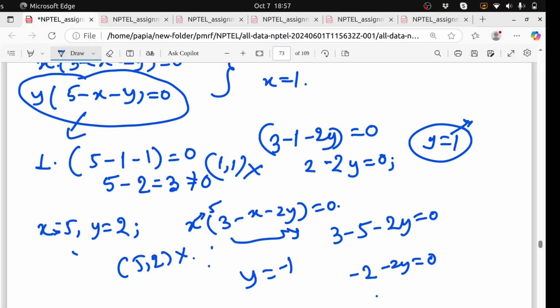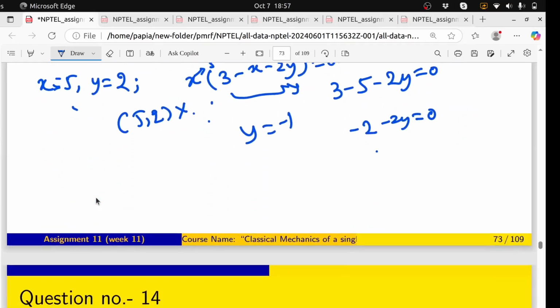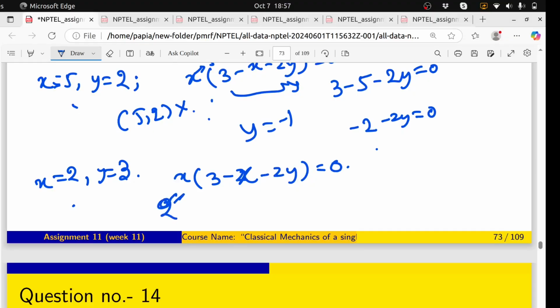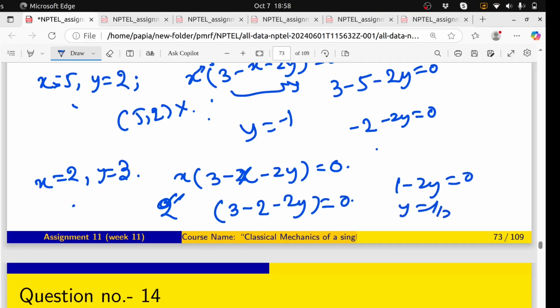Now coming to the second one, the (2, 3) combination. x equals 2, y equals 3. Now x equals 2 means I have to write here 3 minus 2 minus 2y equals 0. So 1 minus 2y equals 0, y should be half. That is not the case.